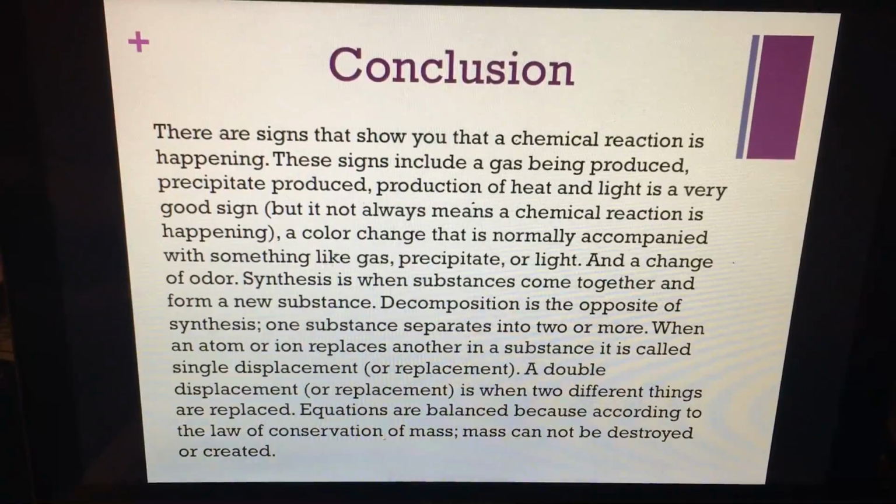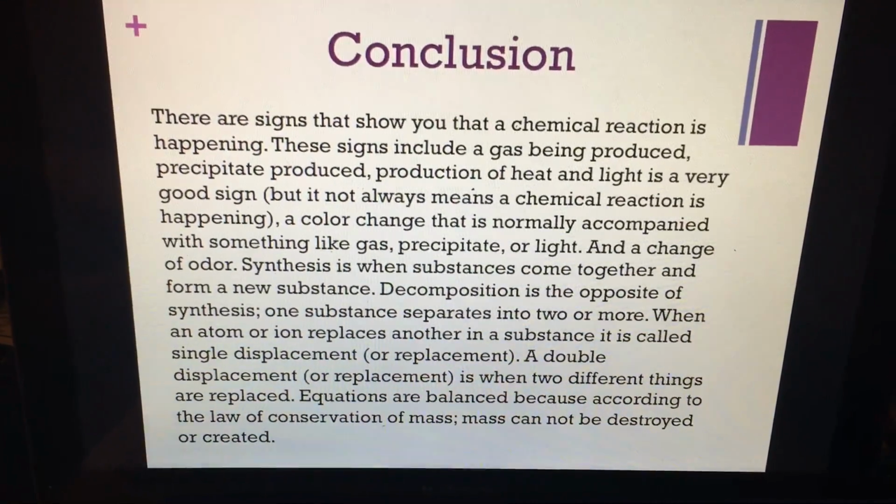Equations are balanced because according to the law of conservation of mass, mass cannot be destroyed or created.